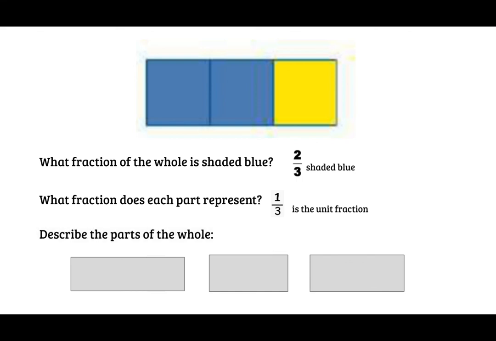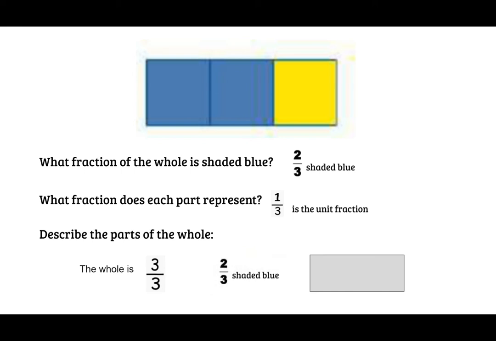Now describe the parts of the whole. Tell me everything you know about this, because you might get a question that says choose all that apply. So here are some things. Maybe you're thinking about it now. The whole is 3/3. Okay, that means all the parts. 3/3 is the whole. 2/3 is shaded blue, and 1/3 is shaded yellow.